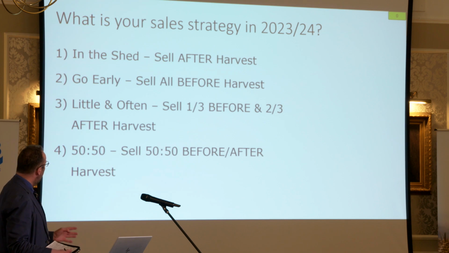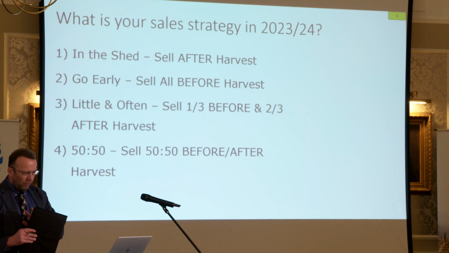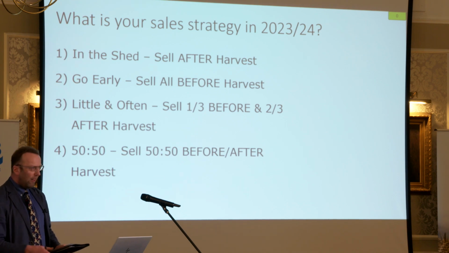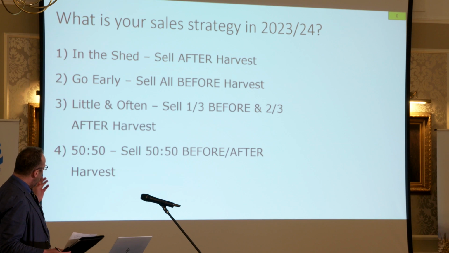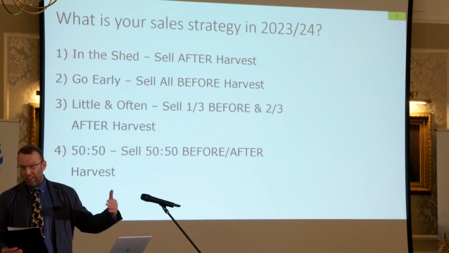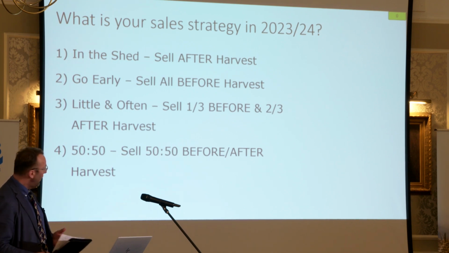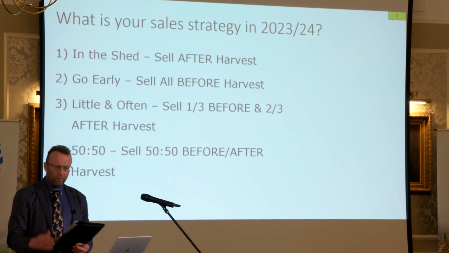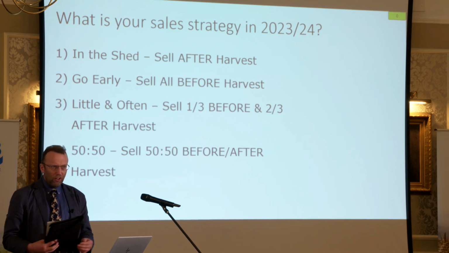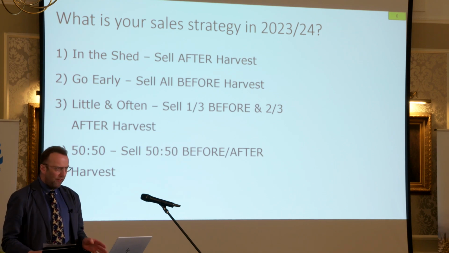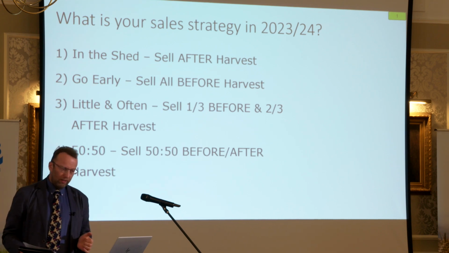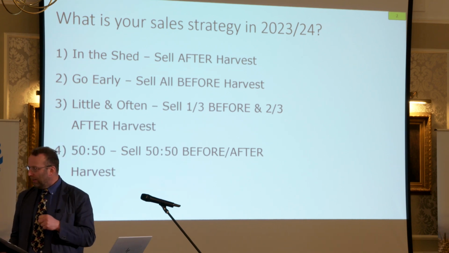That's strategy number 1. Number 2, go early in terms of selling, sell everything before harvest. How does that fit with you here? Another one, little and often: a third before harvest, and then spread the other two thirds out once you've got it in the shed. And then the more straightforward, 50% before, 50% after. So you've got those 4 options there. How do they fit with your own farming situation? If you can vote now.